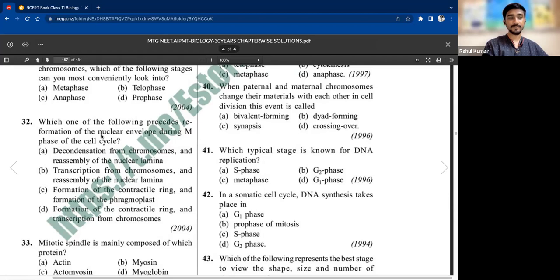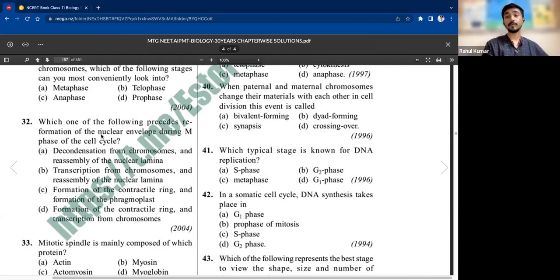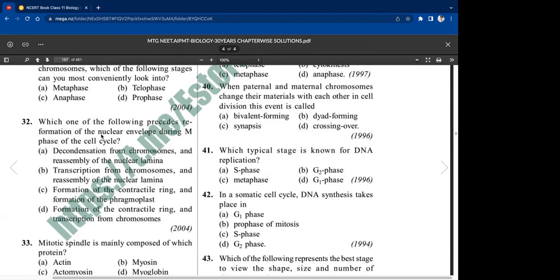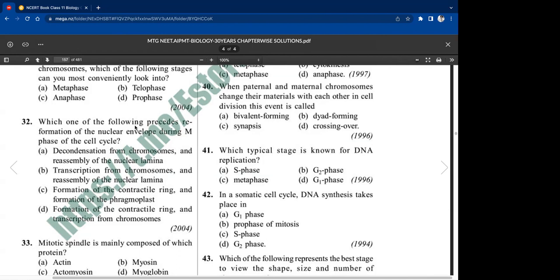What happens in G2? Synthesis. Synthesis of proteins, right? Yes or no? Yes. Protein synthesis happens in G2. But the question has one catch here.